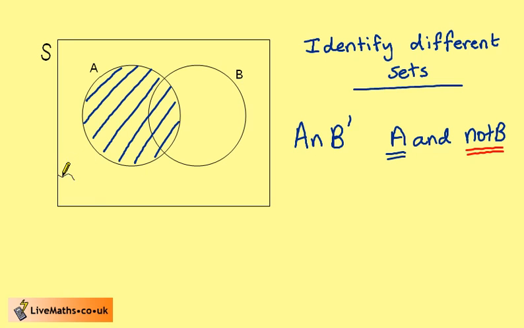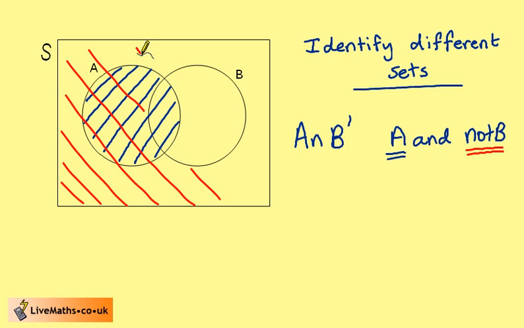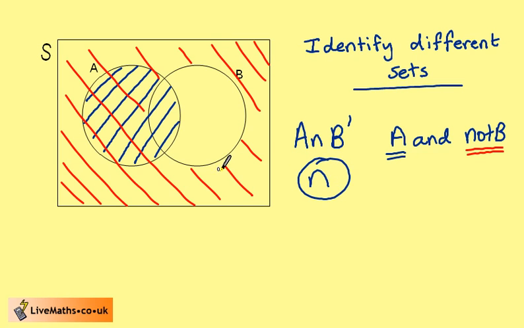Now not B is everything outside of B. So we need to shade, making sure we shade everything outside of B and that our shading doesn't go within B. Since we're dealing with an intersection, we only want the part that is shaded twice, which is within this region here. So this is the region that we want.